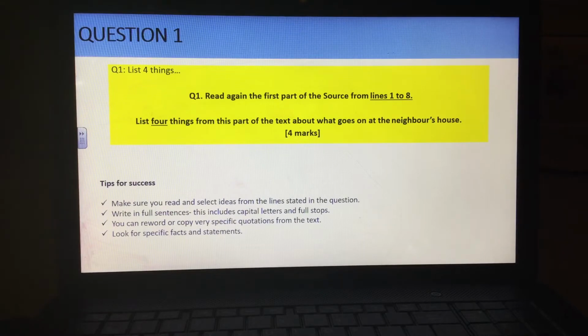So let's get started. You've got the extract from The Great Gatsby that I hope you have read through, and we're going to have a little focus on each of these questions. You've got these slides on Show My Homework, so they're there to support you.